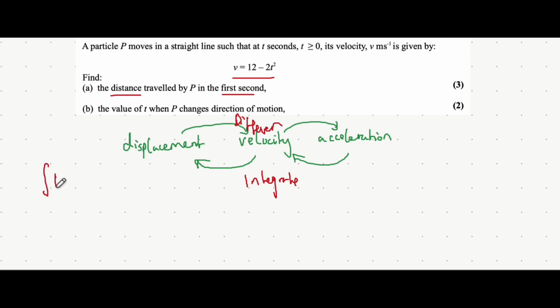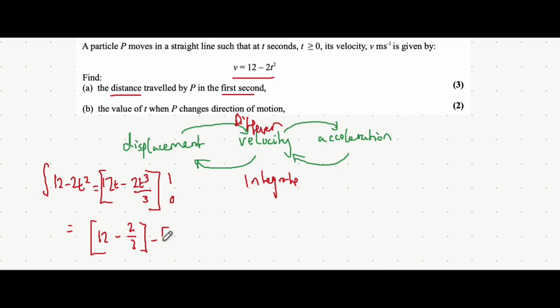So if we integrate 12 minus 2t squared, integrating 12 is 12t. Here you add 1 to the power and you divide by the new power of 3. And then there is a plus c involved, but you're essentially integrating between t equals 0 and the first second, because that will give you the distance traveled between 0 seconds and 1 second in the first second. So when you put the upper limit into this integral, that's 12 times 1, which is 12, minus 2 times 1 cubed, which is 2 over 3.